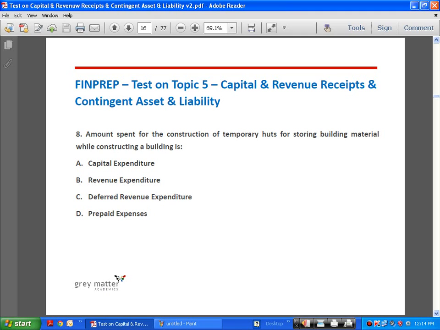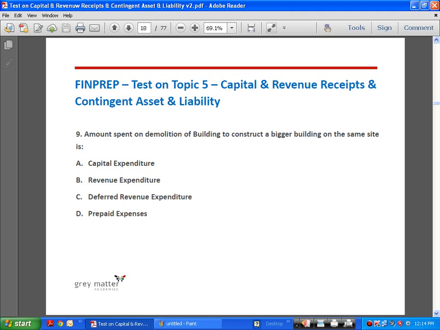And hence the amount that is spent for construction of these temporary huts is capital expenditure, and it will be added to the cost of the building. Suppose we are constructing a building for about 1 crore, then whatever we spent on constructing these temporary huts will be added to the cost of that building, right? And it will be depreciated accordingly.